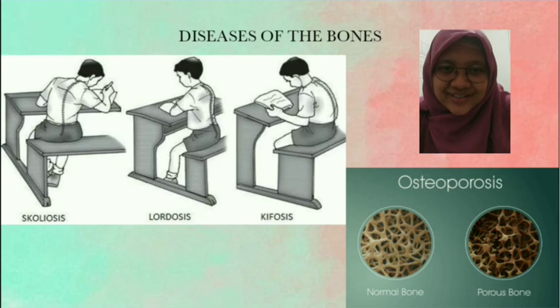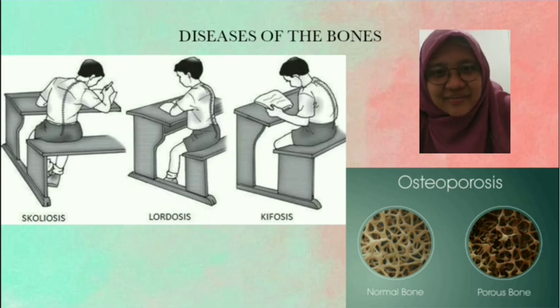Disease of the bone. Look at the picture. Scoliosis, lordosis, kyphosis. It's clear that there are structural differences in the spine, while the image below shows the difference between bones with osteoporosis and normal bones. Osteoporosis is loss of bone.